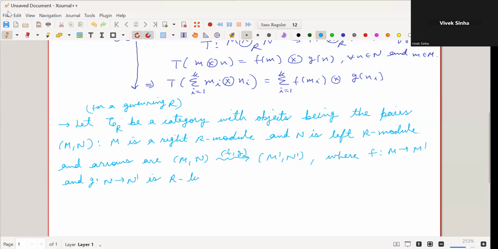So you have the objects to be the tuples and arrows are from M comma N to M dash comma N dash. The arrows are of the form F comma G, where F is a map from M to M dash and G is an R linear map from N to N dash. So it's a tuple consisting of two R linear maps. One is from M to M dash and another is from N to N dash. So this forms a category. It's an exercise. Check that C of R is a category.